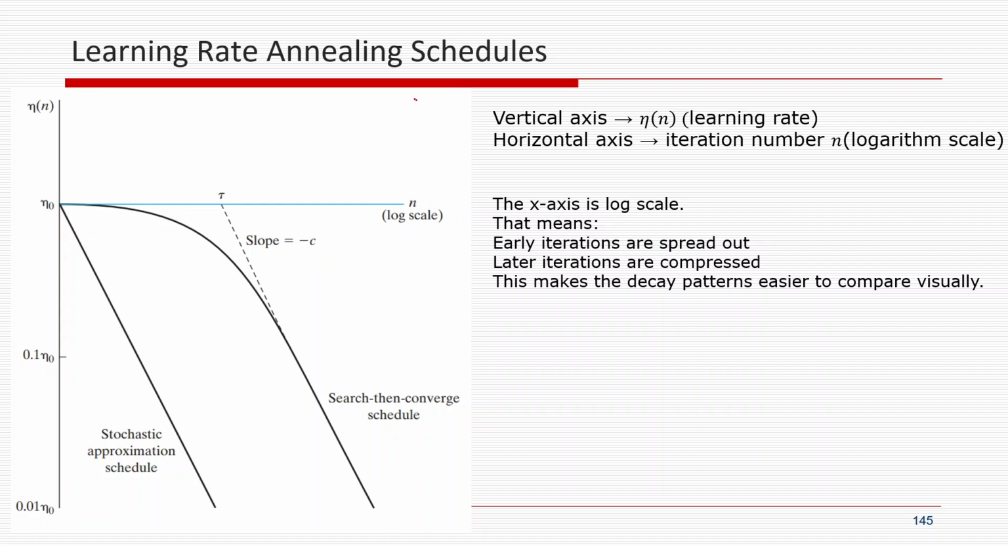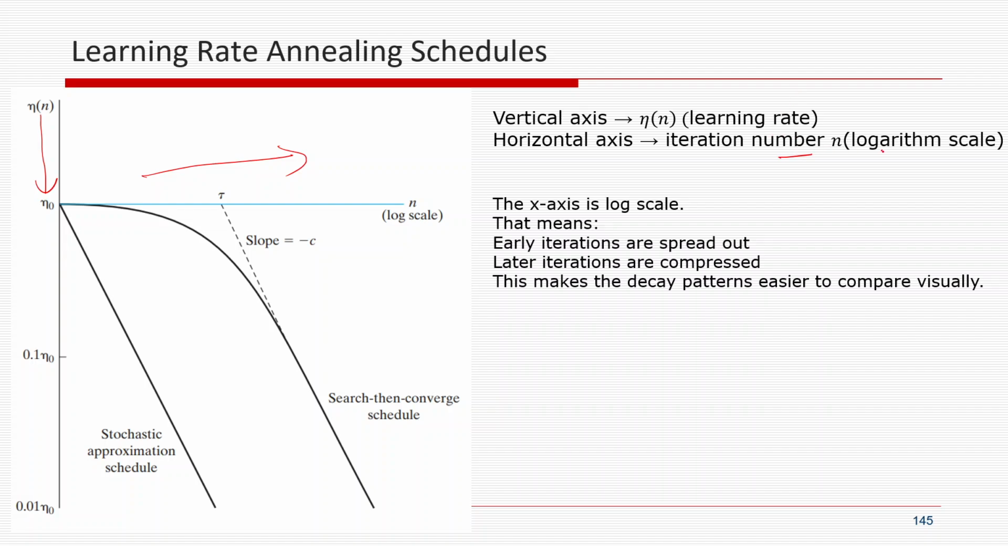Now, to understand this learning rate updation, we have a graph here. I'll explain this graph step by step, but if we understand this graph, then we'll understand how the learning rate has to be updated during the training process of the neural network. In this graph, the vertical axis is the learning rate, that is η of n, where n is the nth iteration at that particular distance. The horizontal axis is the iteration number.